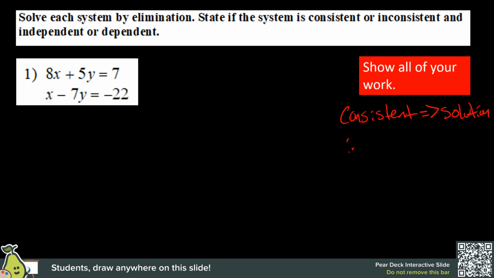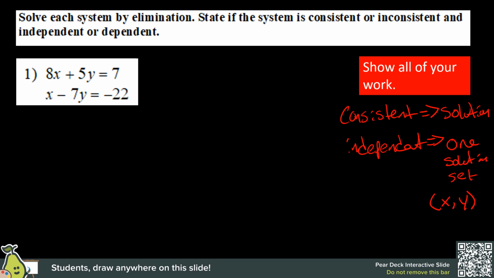If something is independent, that means that there's only one solution set. In other words, there's one x and one y. On this one, it's asking us to solve using elimination. You can use elimination, you can use substitution, you can use Desmos. I would like for you to practice your substitution and elimination skills, but if you just want to use Desmos to solve, that's okay. But I'm actually going to use substitution on this one. I think substitution might be the best way of doing this one.